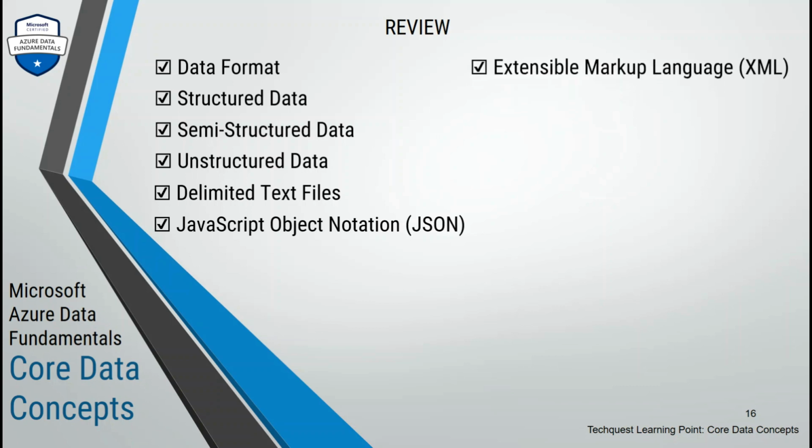Extensible Markup Language, XML. XML is a human readable data format. It's largely been superseded by the less verbose JSON format, but there are still some systems that use XML to represent data. Binary large object, blob.